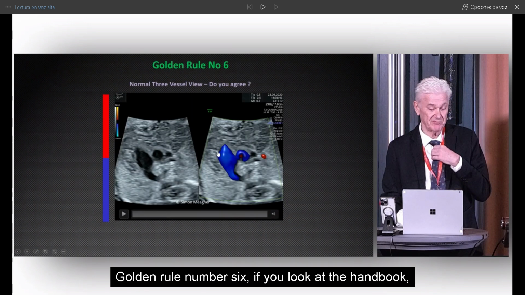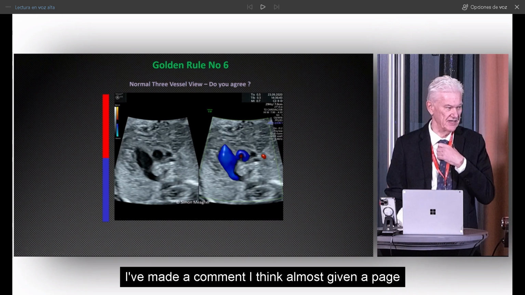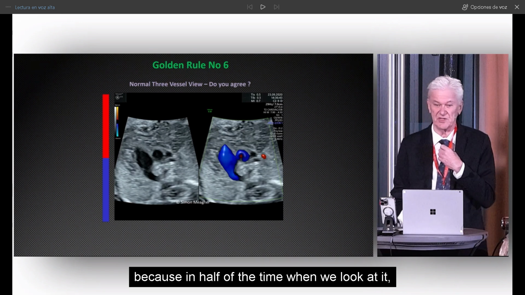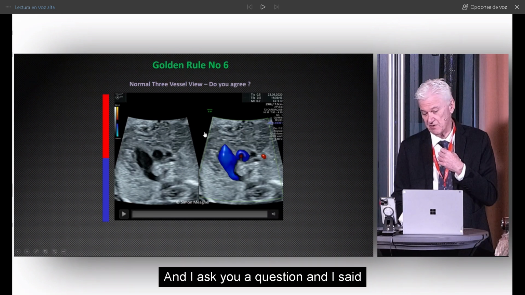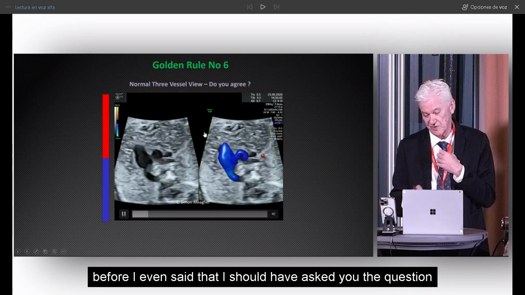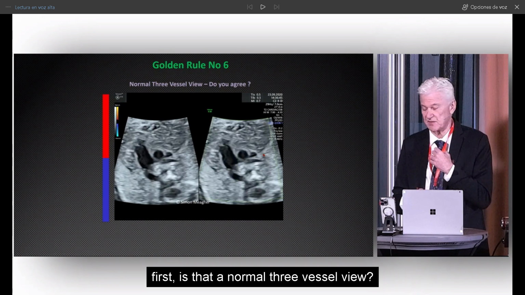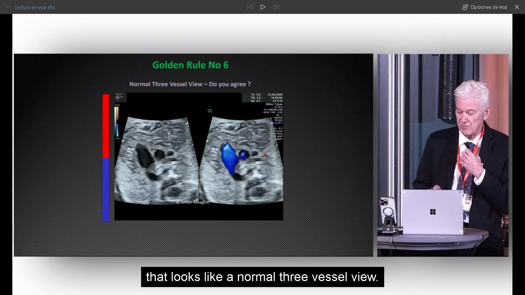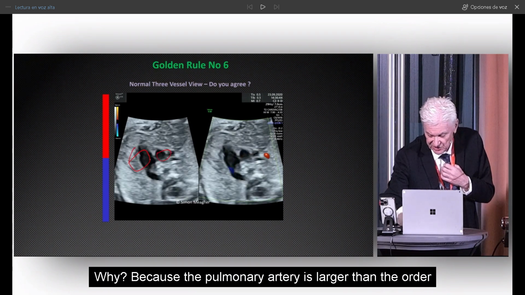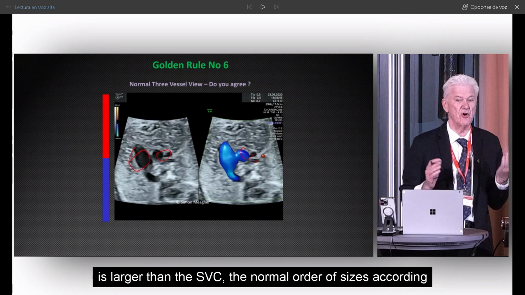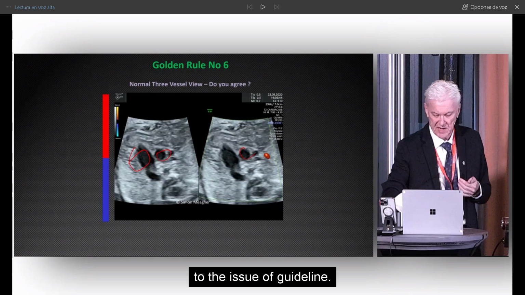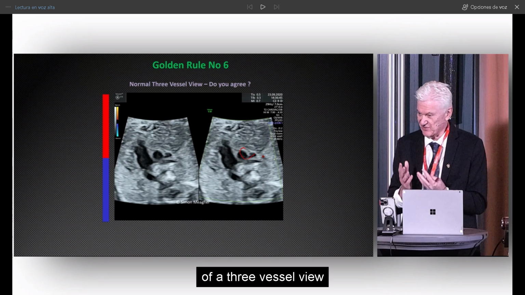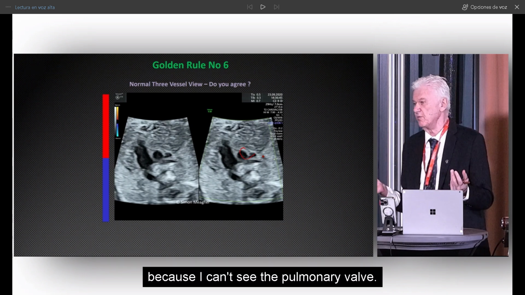Golden rule number 6. If you look at the handbook, I've made a comment, I've almost given a page to the right ventricular outflow tract, because I think half of the time when we look at it, we don't look at it properly. And I should have asked you the question first: is that a normal 3-vessel view? I think for most people, I'd say yes, that looks like a normal 3-vessel view. Why? Because the pulmonary artery is larger than the aorta, which is larger than the SVC, the normal order of sizes according to the ISUOG guideline. But for me, that is not a 3-vessel view. It's part of a 3-vessel view because I can't see the pulmonary valve.